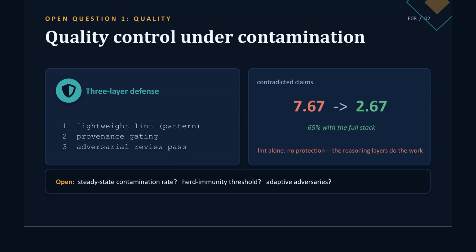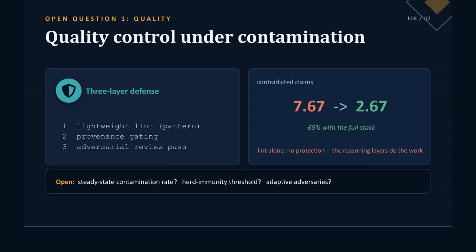Start with the question that keeps a wiki honest over time: what happens when bad information gets in? We ran a contamination study, seeding false claims and watching them spread. A single lightweight lint, just pattern matching, gave essentially no protection. But a 3-layer defense, that lint plus provenance gating plus an adversarial review pass, cut contradicted claims from 7.67 down to 2.67, a reduction of about 2/3. And it only worked because the middle layers actually reason about meaning.